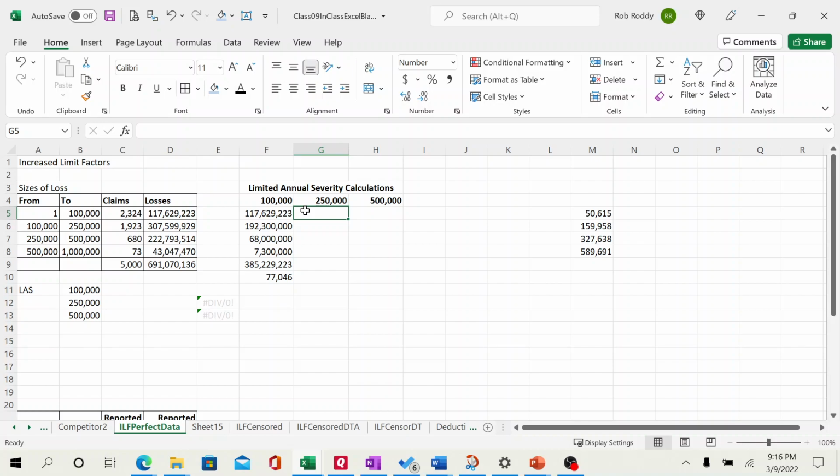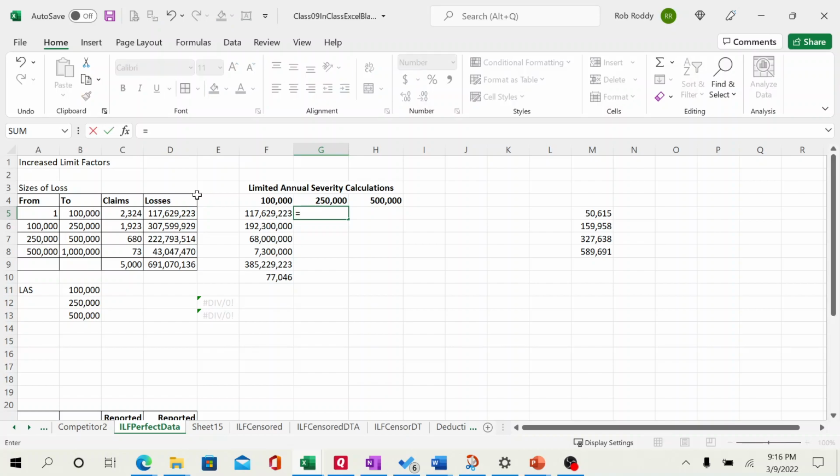Okay, let's do $250,000 now. I think you'll start to see a pattern here when we do these other layers. So now let's forget the $100,000 even was there. Now we are limiting our losses to say, what would our total losses be if we limited the losses to $250,000?